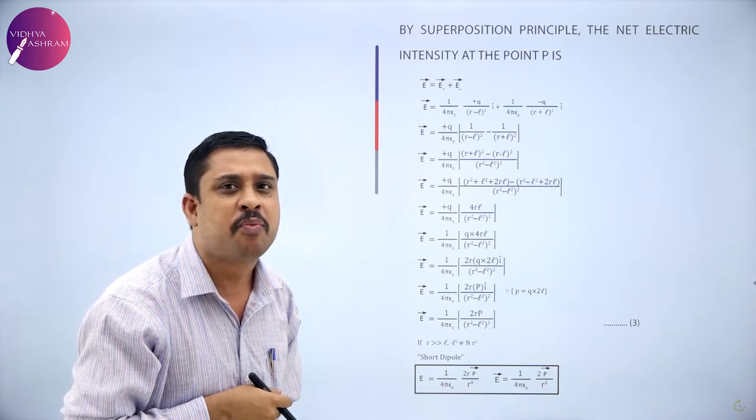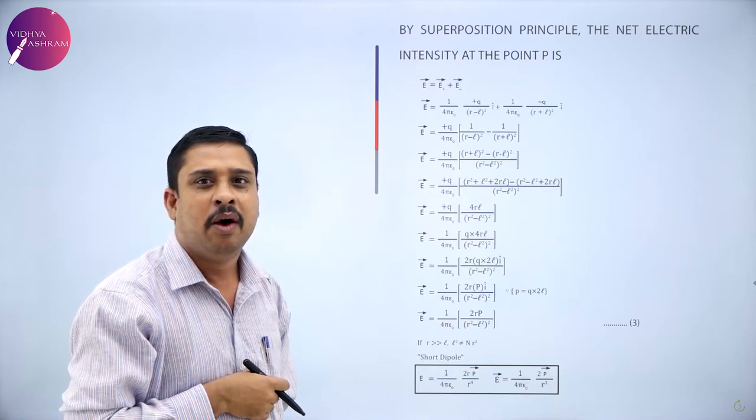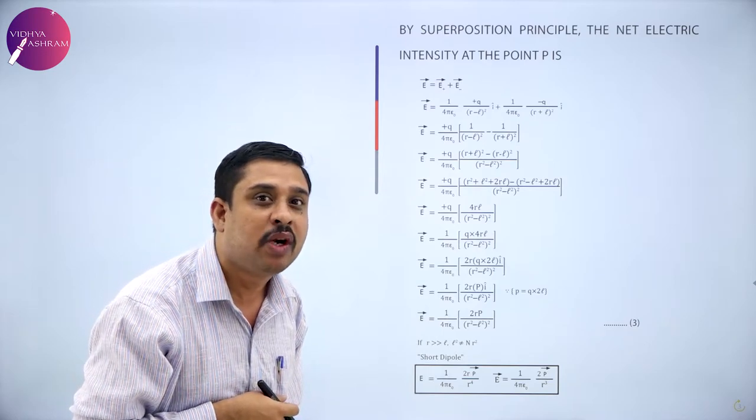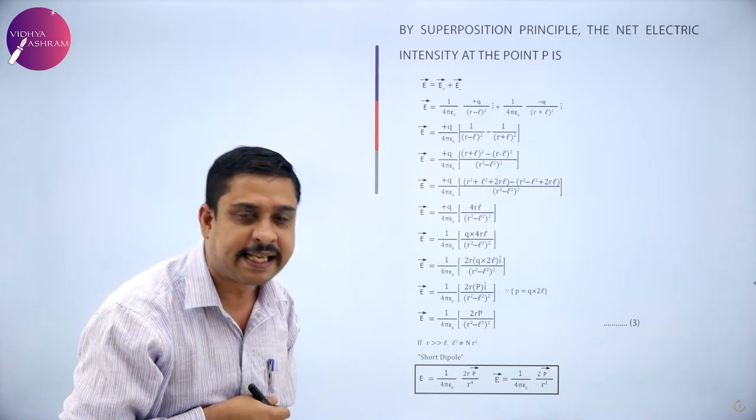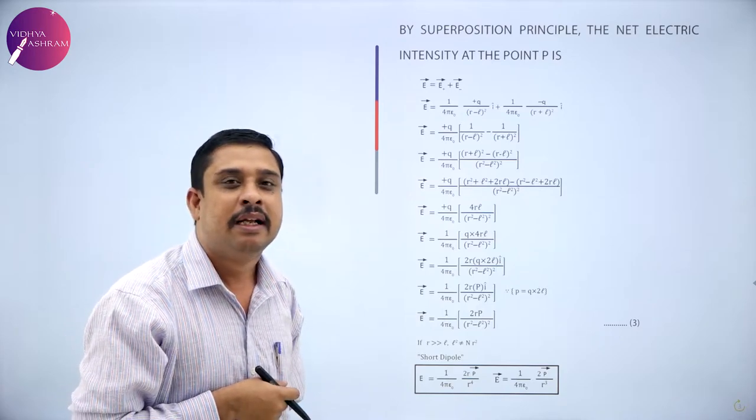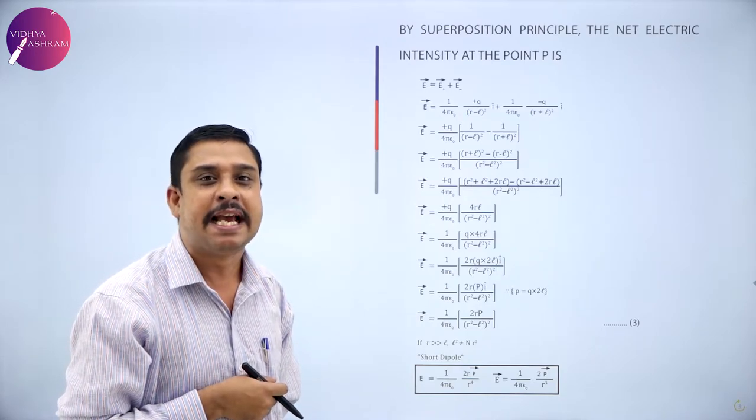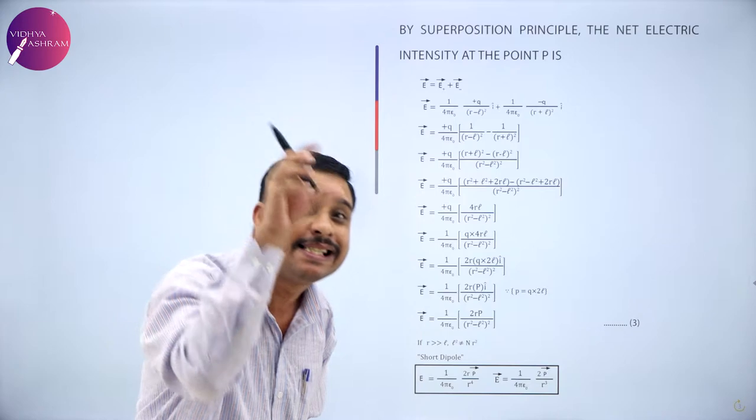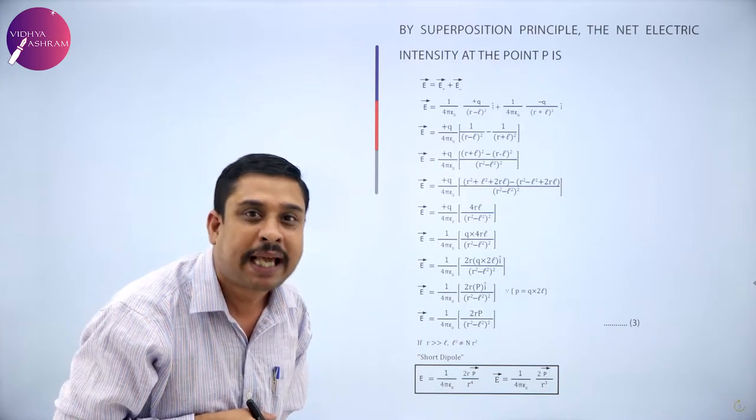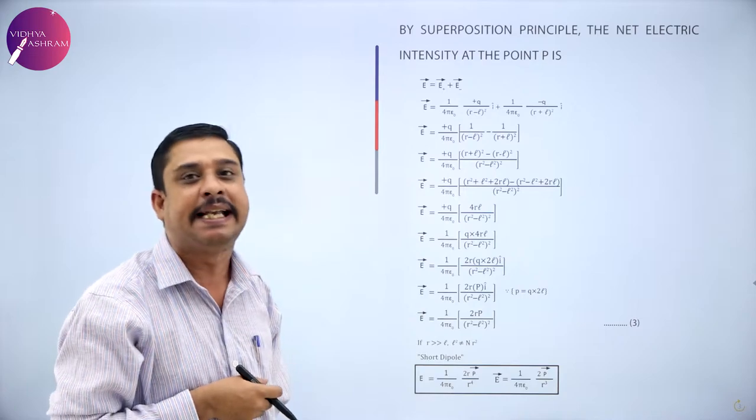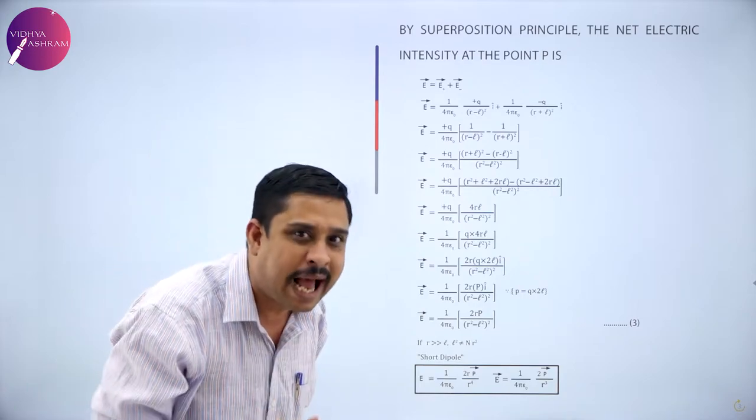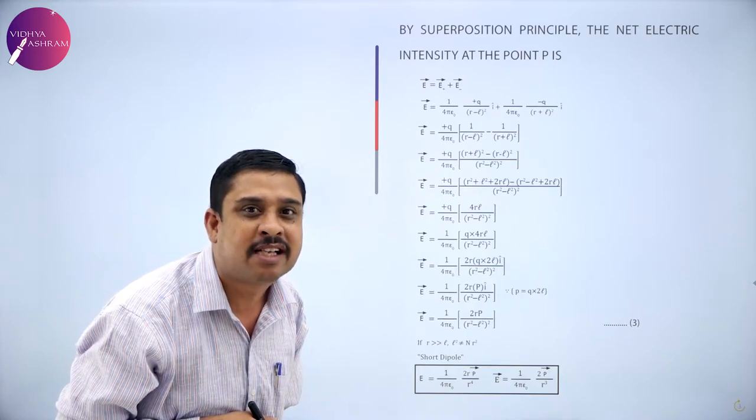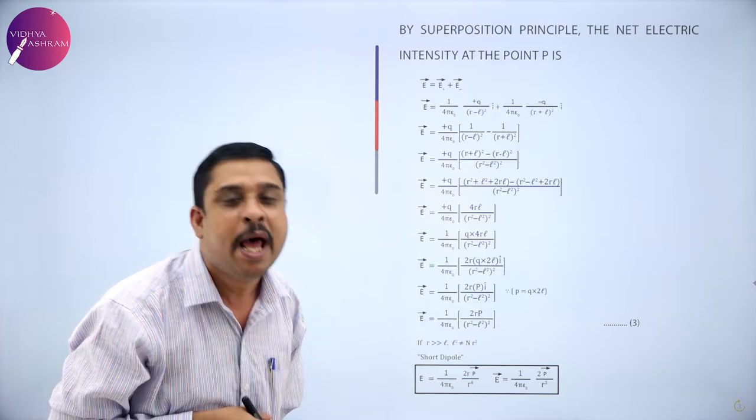But that was not my assertion. What is the thing I had to do? I have to calculate electric intensity due to the dipole, which is plus Q as well as minus Q, due to the system. So how do I do that? As before, I will be using something called the superposition principle.